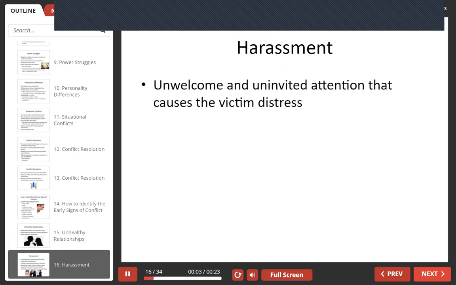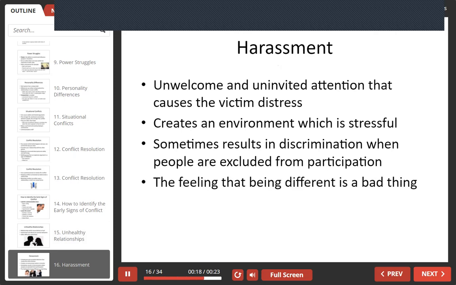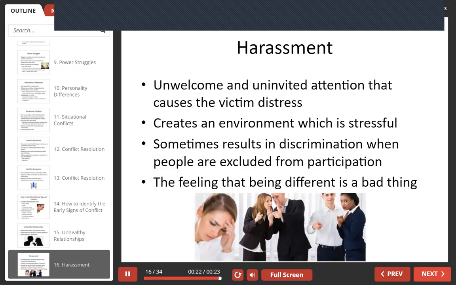Harassment is unwelcome and uninvited attention that causes the victim distress. It creates an environment which is stressful, and this often results in discrimination when people are excluded from participation. The feeling that being different is a bad thing is a common form of harassment.